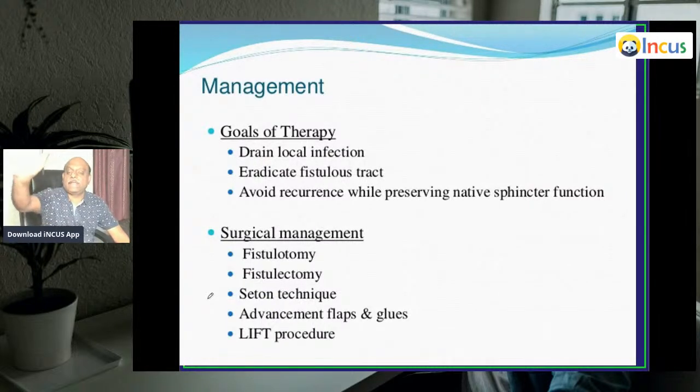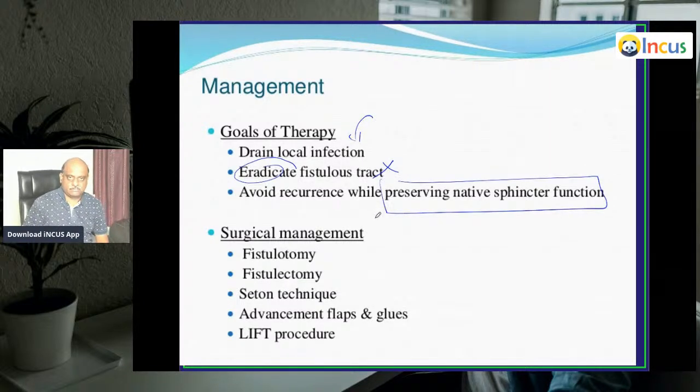So ultimately, what is the goal of therapy of fistula in ano, doctor, treatment? You have to drain that local infection. Abscess anyway, drain it. Eradicate the fistula tract. And you need to preserve the native sphincteric function. At the same time, you should avoid recurrence. That is a challenge. Because the sphincters are involved, any amount of manipulation while doing fistulectomy can in turn affect the sphincteric function that can lead to incontinence, which is a much more grave problem, right? And incontinence in turn will lead to soiling, and that leads to once more the recurrence of the fistula. All these issues will be there.